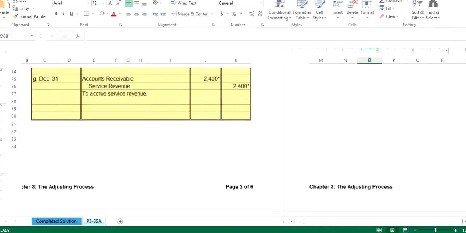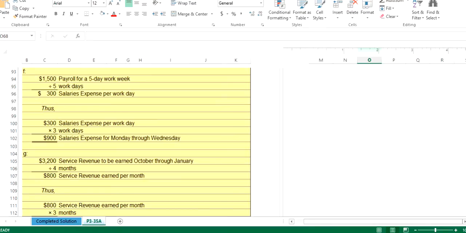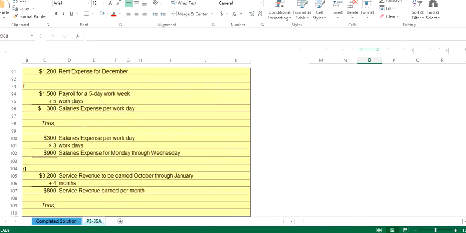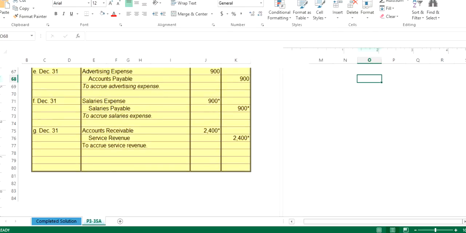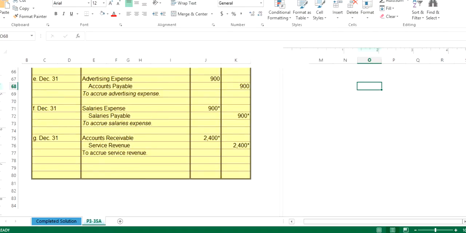I'm going to scroll down and look at the calculation for Part F. The payroll for the 5-day work week is $1,500. So for each day, our payroll is $300. And we want to record 3 work days. So 300 times 3 tells us that we need to record salary expense for $900. And we're going to debit salaries expense for $900 and credit salaries payable for $900. That's to accrue salary expense.